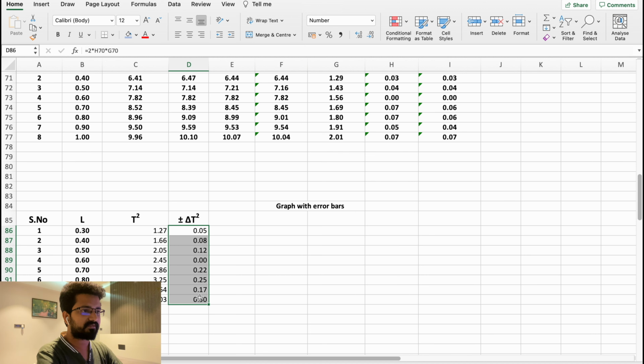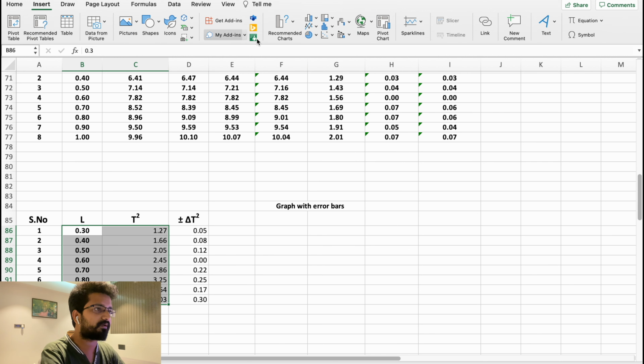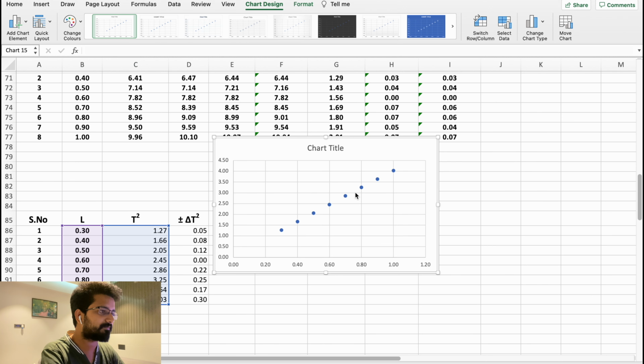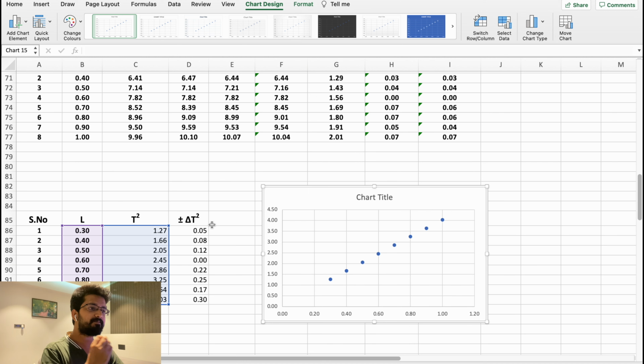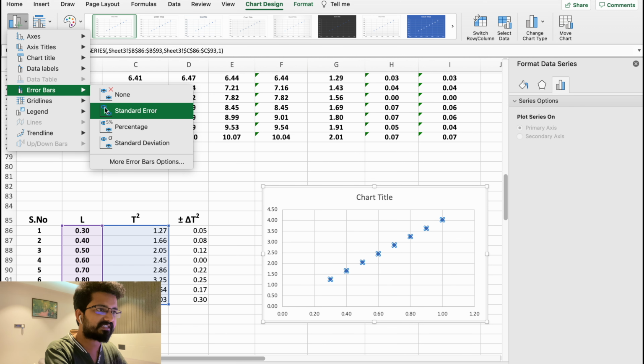Now let me plot the graph between L and T square. Select the data, click on insert, chart, scatter plot. That's my graph. And let me include the uncertainty in the graph, so we include it with the help of error bars. Let me double click on the data point, add chart element, error bar, standard error.